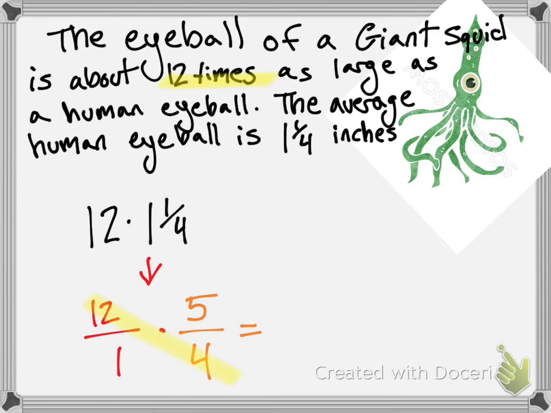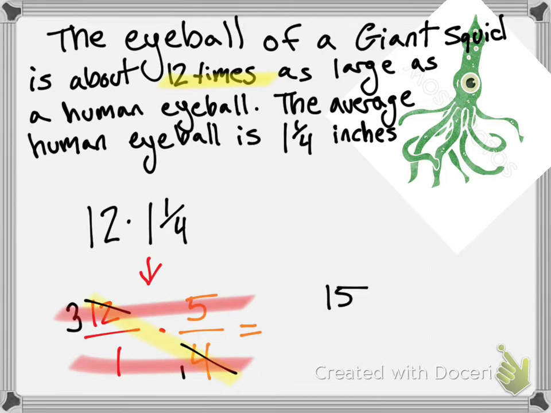Let's see, Damar, what are they both divisible by? So in the chat, Jaden, Emma, Lennox, Leor, and Gabriella got it correct. They're both divisible by 4. 4 divided by 4 is 1. 12 divided by 4 is 3. And then all I do is across multiply. 3 times 5 is 15. 1 times 1 is 1. So I get my answer to be 15.